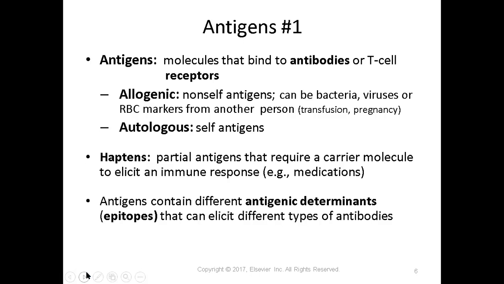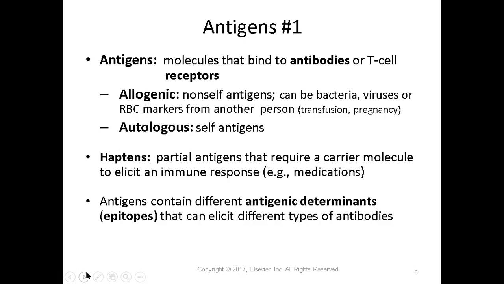And so T cells are very important in presenting antigens, okay, to other cells so that antibodies can be formed. There are two other terms that are important on this slide. Well, there's more than two, but the next two. Whenever you see allogenic, allogenic describes non-self antigens. Okay, so these can be from bacteria, viruses, or red cell markers from another person. Okay, so we will be focusing on red blood cell markers from another person in this course.